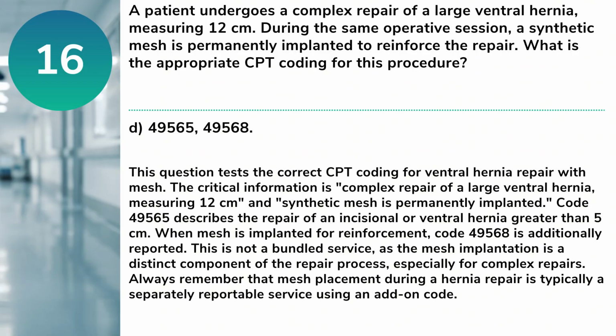Answer: D. 49565, 49568. This question tests the correct CPT coding for ventral hernia repair with mesh. The critical information is complex repair of a large ventral hernia, measuring 12 centimeters, and synthetic mesh is permanently implanted. Code 49565 describes the repair of an incisional or ventral hernia greater than 5 centimeters. When mesh is implanted for reinforcement, code 49568 is additionally reported.